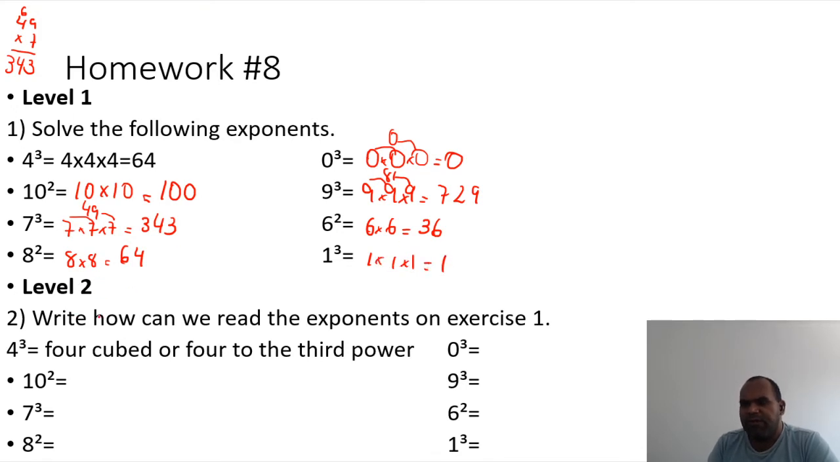Great. Right now, level 2 exercise. How can we read the exponents on exercise 1? I have an example here, 4 cubed or 4 to the 3rd power. I always just say the other name. Here, I just write 10 squared or 10 to the 2nd power. 7 cubed or 7 to the 3rd power.